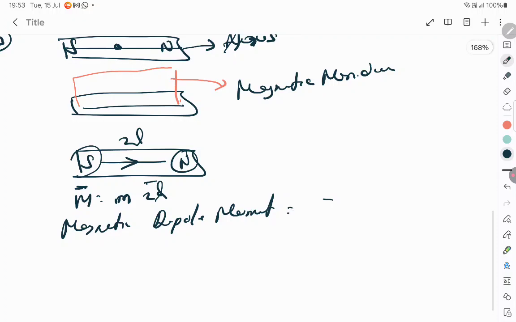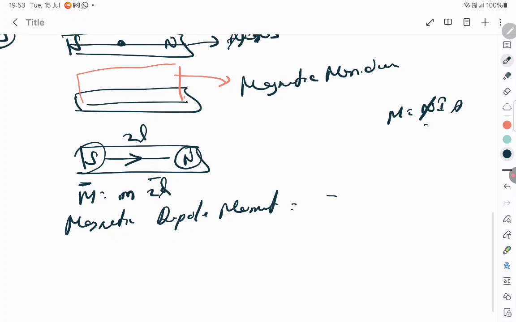From the previous lesson, you know the magnetic moment is also NIA, where N is the number of turns. You can ignore it. Ampere meter square is the SI unit of magnetic moment. So this is ampere meter square.